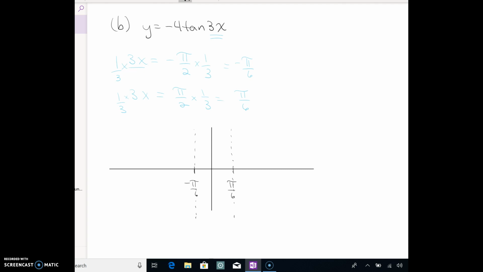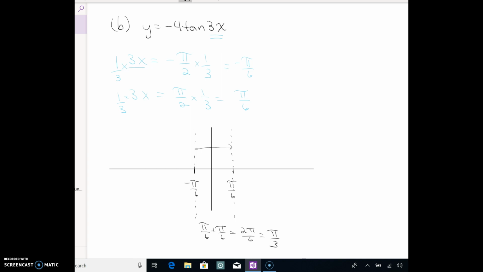Let's talk about what the length of our period is. Now again, remember the length of our period is one complete cycle, which means the distance between two consecutive vertical asymptotes. So here's our first one at negative pi over 6. Here's another one at pi over 6. The distance between these two, if we're going to travel from negative pi over 6 to 0, that's pi over 6. And then from 0 to pi over 6, that's another pi over 6. This means we have 2 pi over 6, which is the same thing as saying pi over 3. So we have a period now at pi over 3.